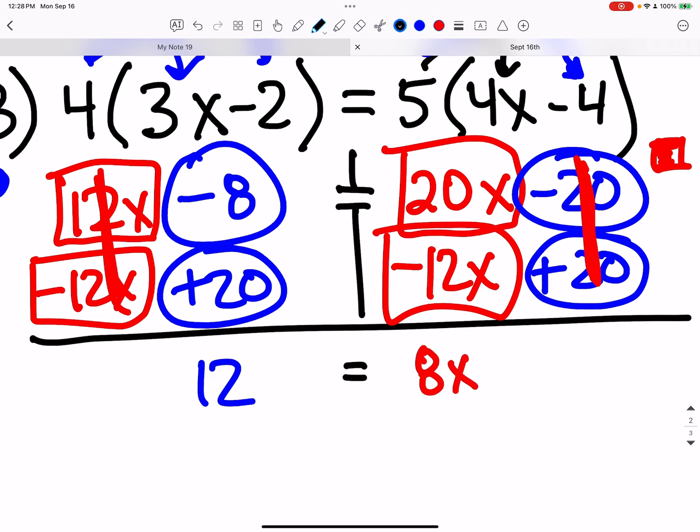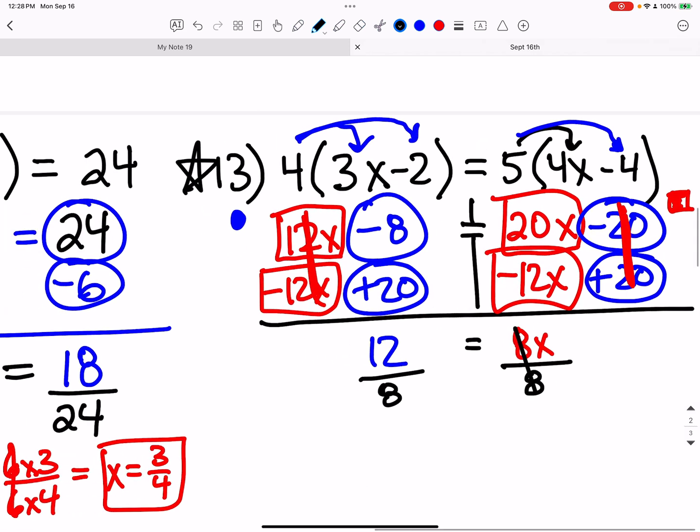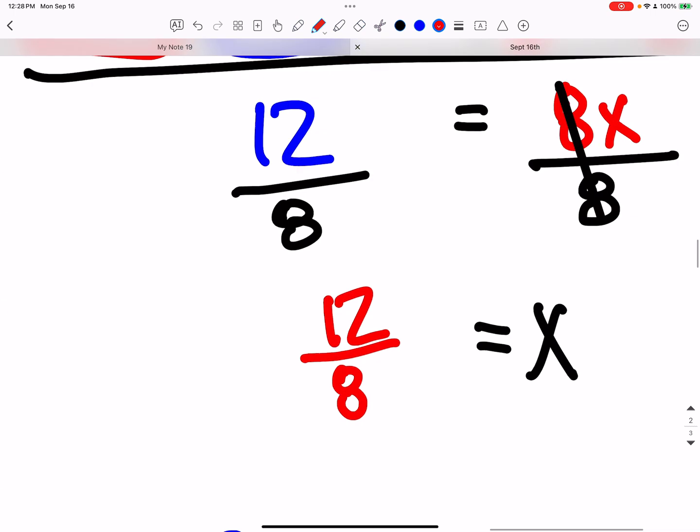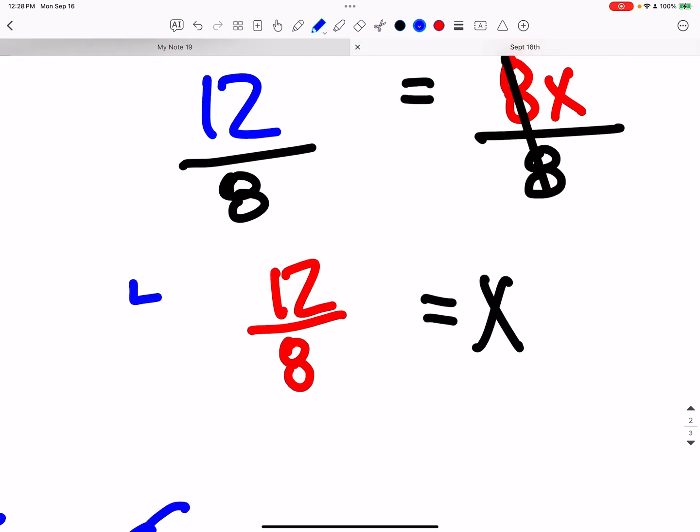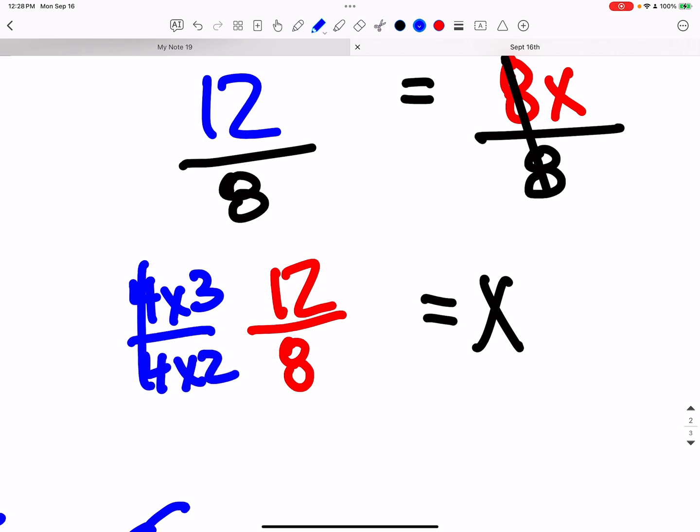So I'm going to top versus bottom the 8. And x equals 12 eighths, but that can't be the answer because they're both even. So I got to think about this a little bit. This is 4 times 3. This is 4 times 2. The 4's cancel out. X equals 3 halves.